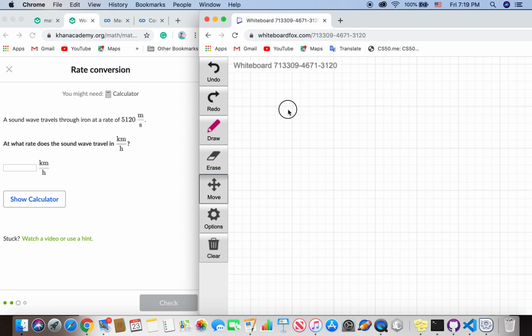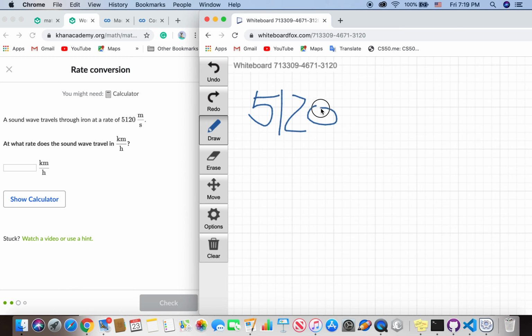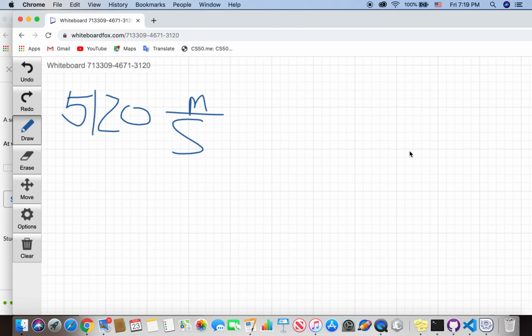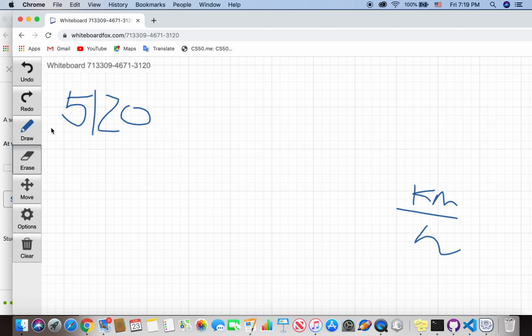Okay, so a sound wave travels through iron at a rate of 5,120 meters per second. And then I want to translate this to kilometers per hour. Okay, so let's start this off. As I was saying, I encourage you to pause this video.